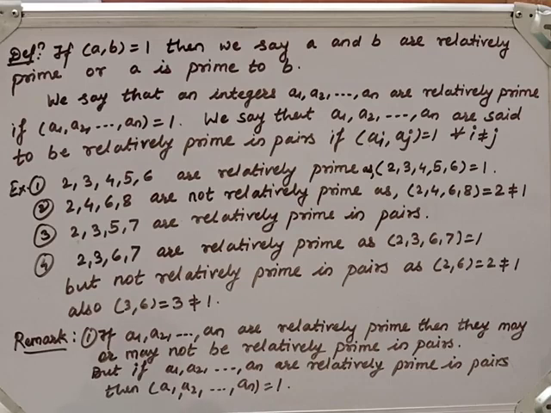Now the next thing is that this was the general result. You don't need to write this as a second remark. If A1, A2, AN are relatively prime, then they may not be relatively prime in pairs. But if the integers are relatively prime in pairs, they must be relatively prime. That is, A1, A2, and so on up to AN are relatively prime. Fine.